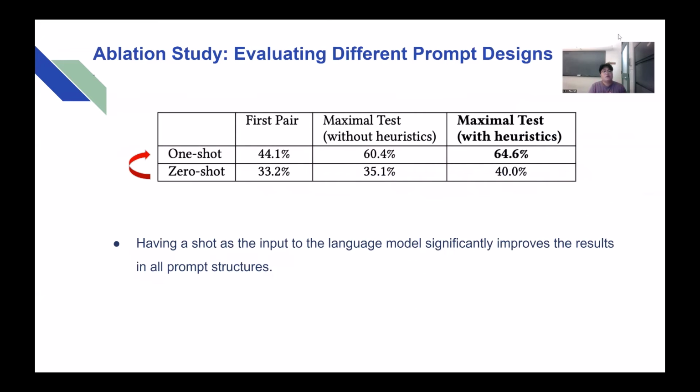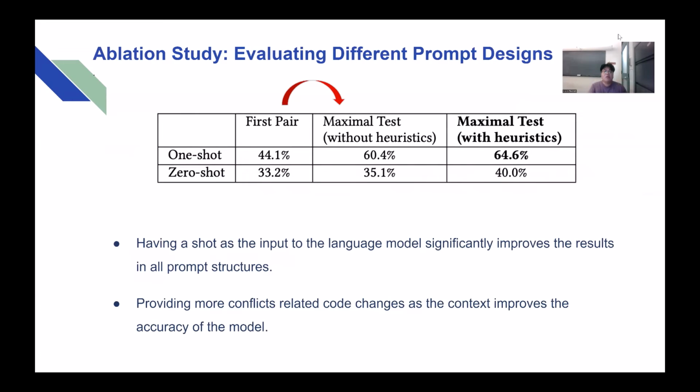In this part, we're going to show how different prompt engineering designs affect the result. For example, just by having a very simple shot as the input to the GPT-3 model, the result was significantly improved. We also found that feeding more context to the model helped to increase the result. And with the heuristic where we prioritize some kinds of changes before the others, the results improved further. If you are interested in the heuristic, please refer to the paper.